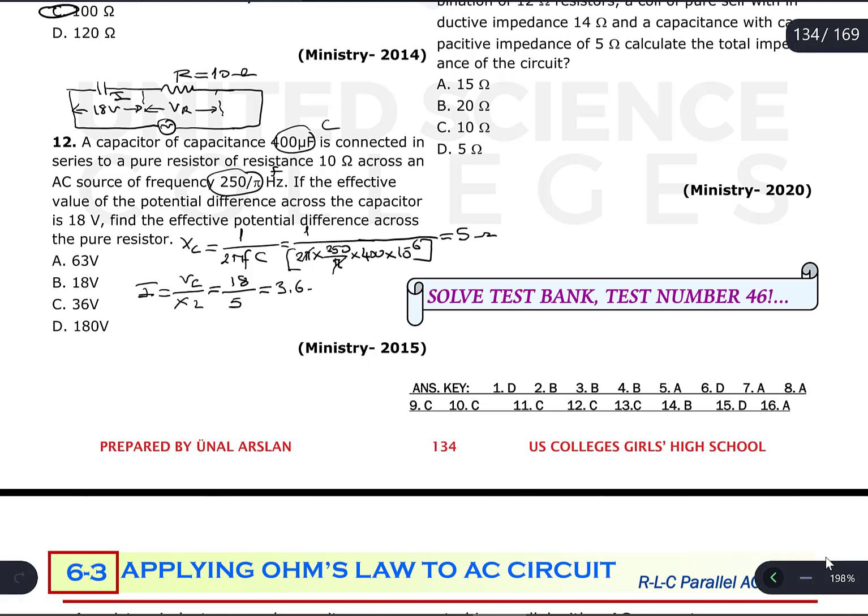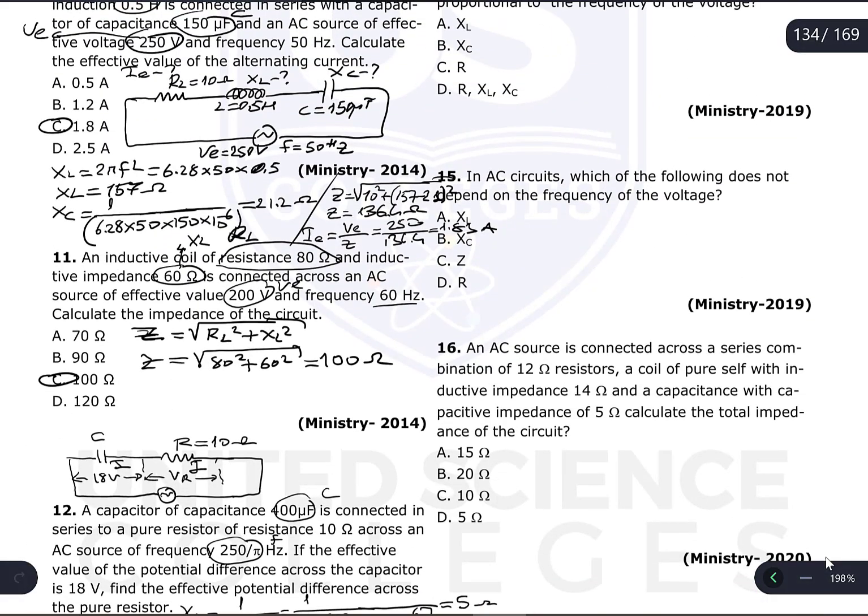So 3.6 ampere electric current is across the capacitor, and the same electric current passes through the resistor because they are in series. Now I will calculate VR again by using Ohm's law. So I times R. R is 3.6 ampere multiplied by R, which is given as 10. It's going to be 36 volts. So potential difference across the resistor is 36 volt.